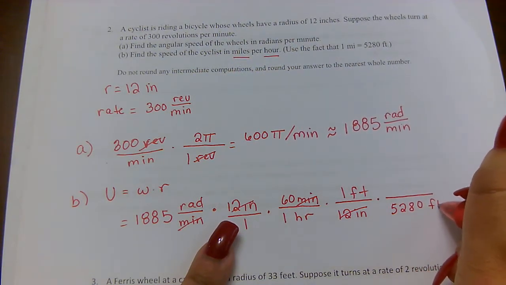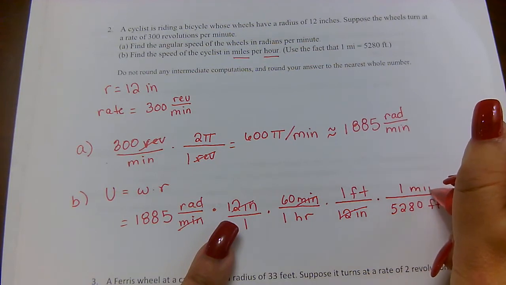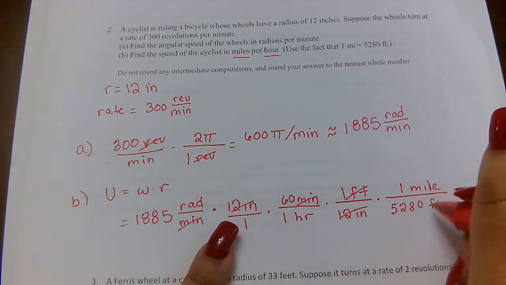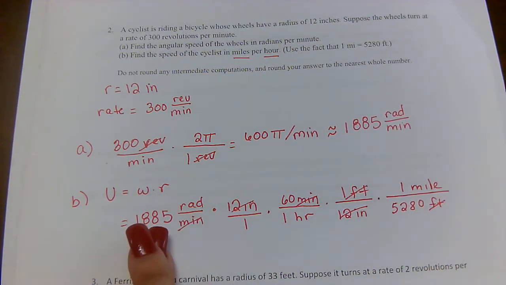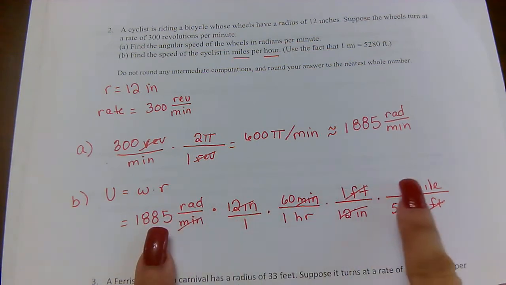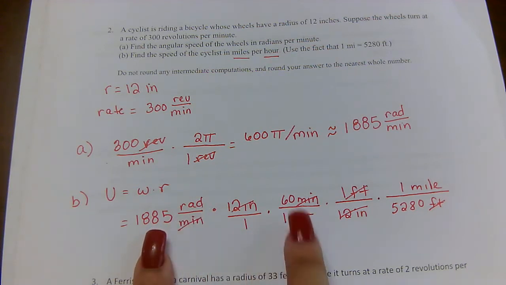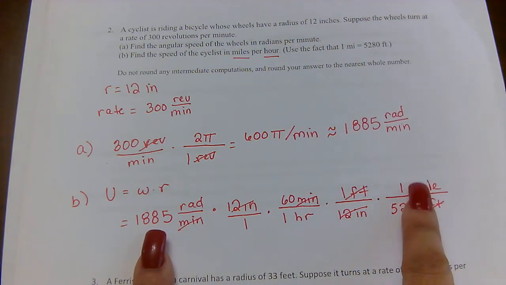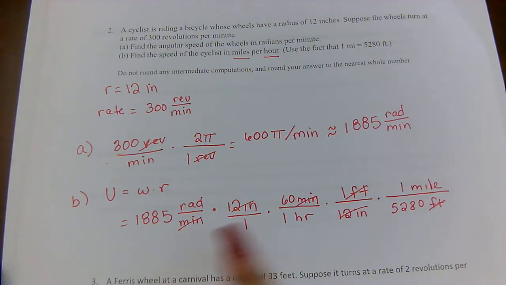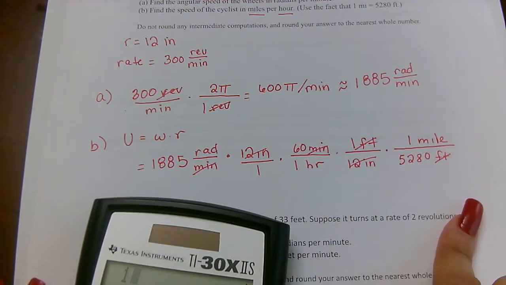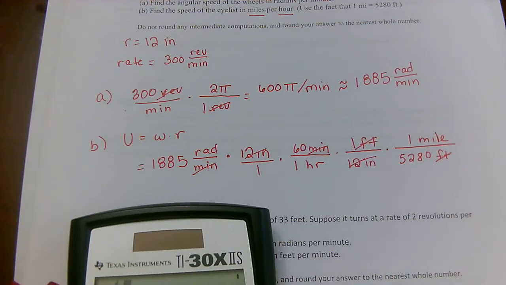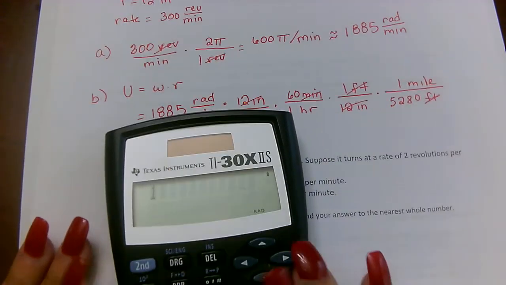5,280 feet is equal to 1 mile. Okay, the feet cancel out, so now if you look across, you're only left with miles in the numerator. Well, radians times miles, but the radians don't need to be there. And then in the denominator, you're left with hours. So now you have miles per hour. Let's go ahead and put that in the calculator.